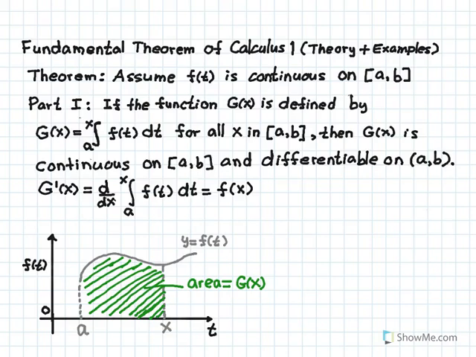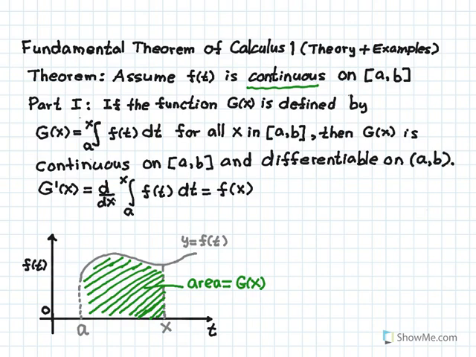In this video, we're going to look at the fundamental theorem of calculus, part 1 and part 2, and some examples. Assume f of t is continuous on the closed interval ab. Part 1 of the theorem states: if the function G of x is defined by G of x equal to the integral from a to x of f of t dt for all x in the closed interval ab, then G of x is continuous on the closed interval ab and differentiable on the open interval ab.